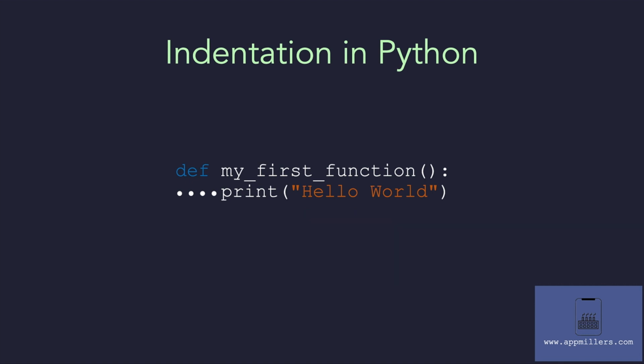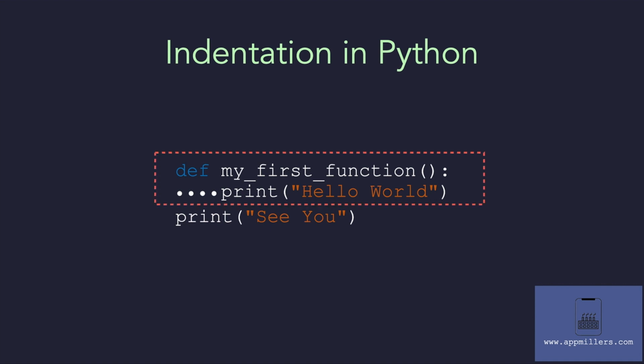Now if my code was written like this on the other hand, then the block of code is in fact only this part. And this print statement will not trigger when this function gets triggered, because it is independent from this function and it's not indented inside this function. So here the block of code will be only this part. When we call my first function, it's going to print out only hello world. So this part of code will not be printed out.